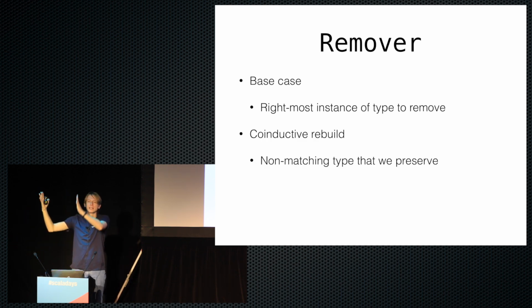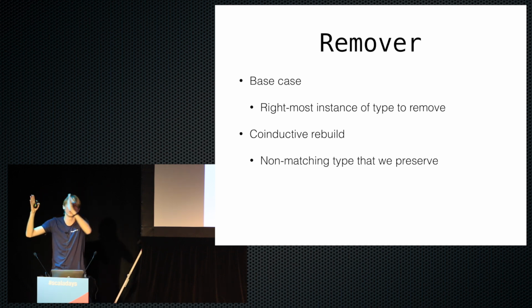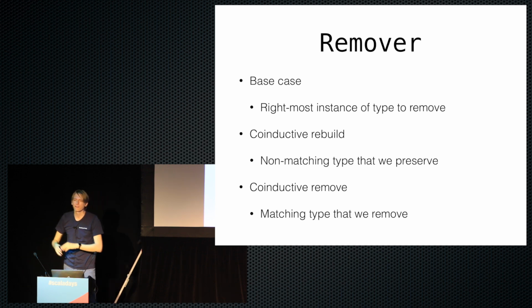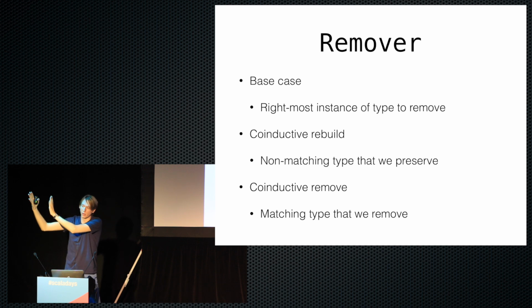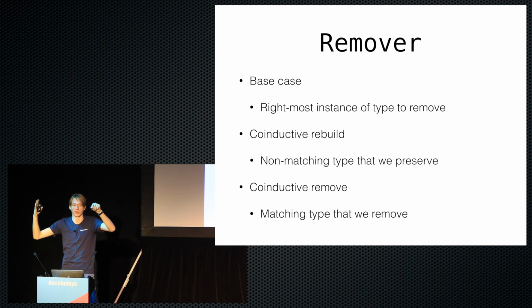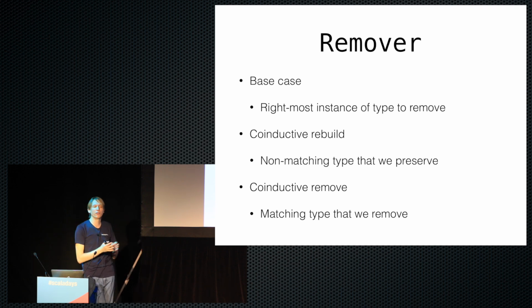And then we're going to have a rebuild case, which is co-inductive, and we're going to be rebuilding the list and passing over types that we don't want to remove. So we just want to put them back in the output list. And then finally, we have a co-inductive remove case, which is, well, we already removed at least one type, so now we're trying to rebuild the list, but we ran into some more types that we want to remove. Because remember, this remove function doesn't just remove the first type that it sees, it removes all instances of this type.